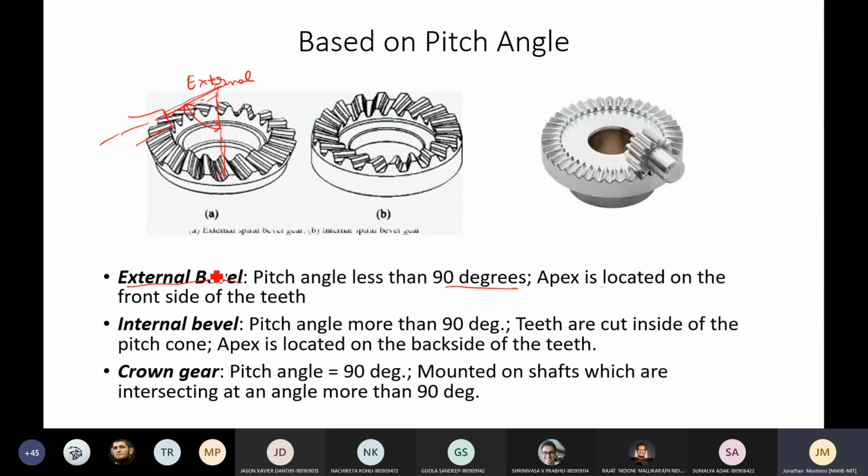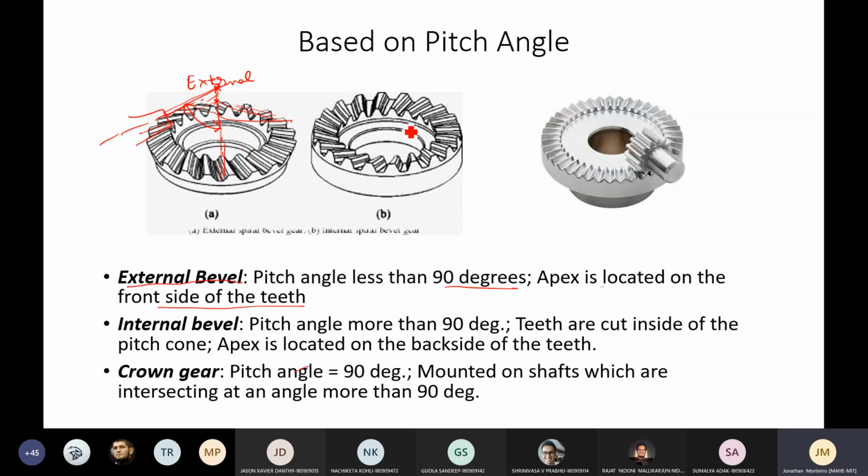Apex is located on the front side of the teeth. So this is the teeth. Apex is here. Where it joins, it is called the apex point. Or also you can project this also. It forms a cone, an imaginary cone. That point you call the apex. It is the front side of the teeth. In other words, it is in front of the teeth.